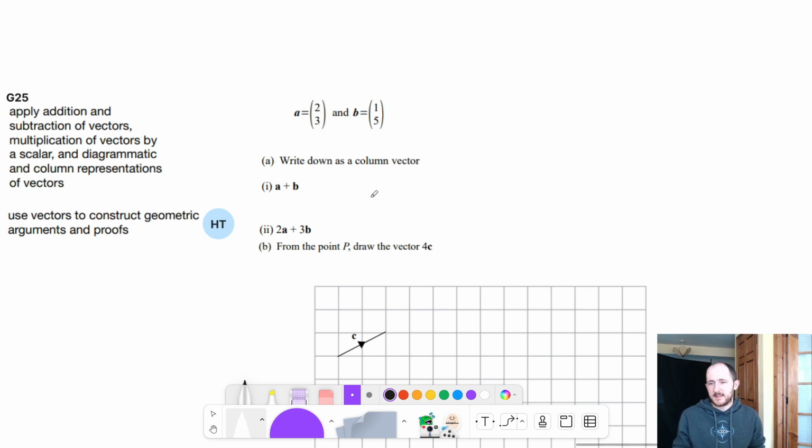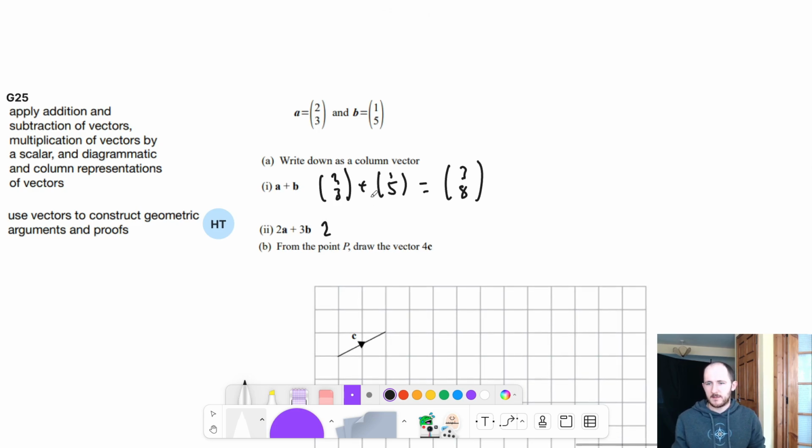When you add vectors, it's actually quite pleasant. All you do is you add the top and bottom numbers. It's not like fractions where you have to make the bottom number the same. All you need to do is add the numbers. So 2 plus 1 is 3. 3 plus 5 is 8. Now what about multiplying them?